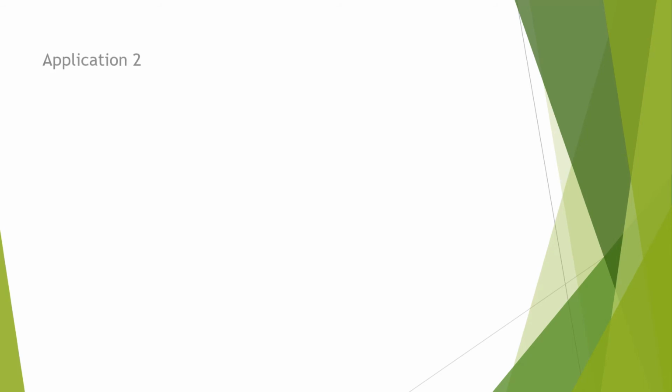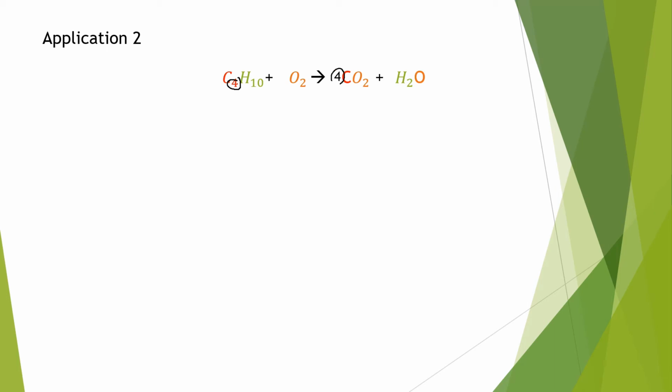Let's talk about another example. Application 2, combustion of butane. Combustion of butane also will give me carbon dioxide and water vapor. Okay, I have 4 carbon atoms in the reactants and I have 1 carbon atom in the product, so I must multiply it by 4 to make them balanced. I have 10 hydrogen atoms in the reactant and I have 2 hydrogen atoms in the product, so I must multiply it by 5 to make them balanced.